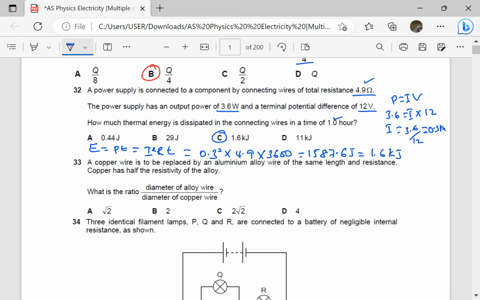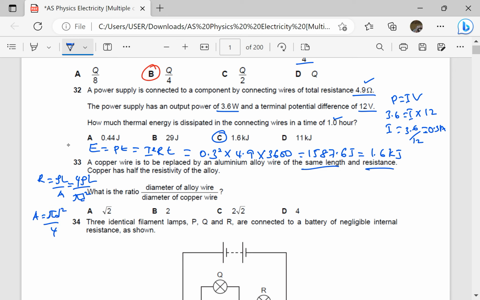A copper wire is to be replaced by an aluminium alloy wire of the same length and resistance. Copper has half the resistivity of the alloy. What is the ratio of the diameter of the alloy over the diameter of copper? So we know that resistance is equal to rho L over cross-sectional area, and the area is pi d squared over 4.